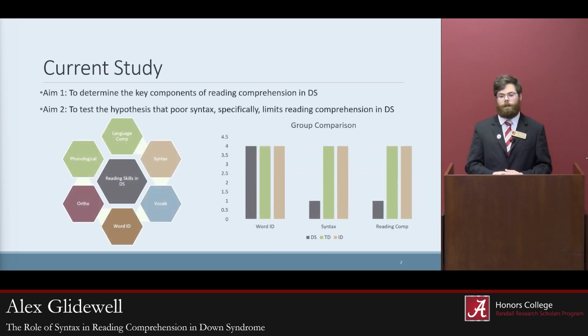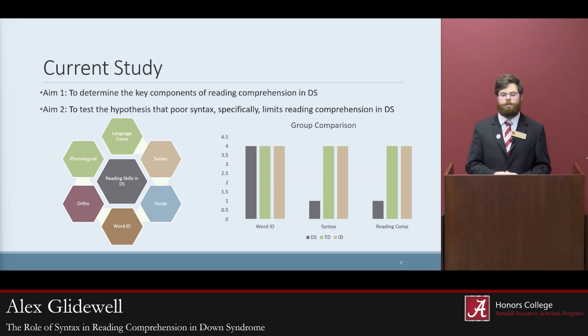So we have two major aims in our study. Aim 1 is to determine the key components of reading comprehension in Down syndrome, so identifying the key strengths and weaknesses based on the extended model and simple model. And we hypothesize that Down syndrome participants will support this simple view of reading, but will better support this extended model with these more addressed skills.